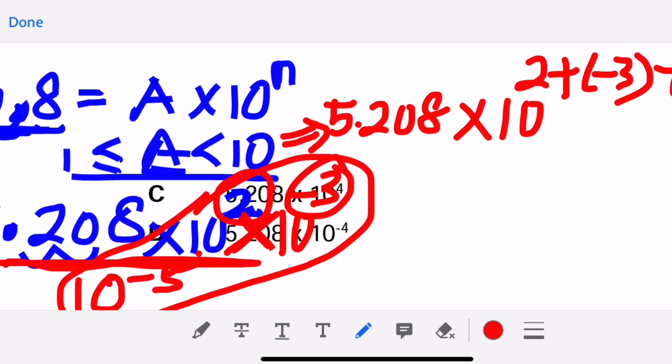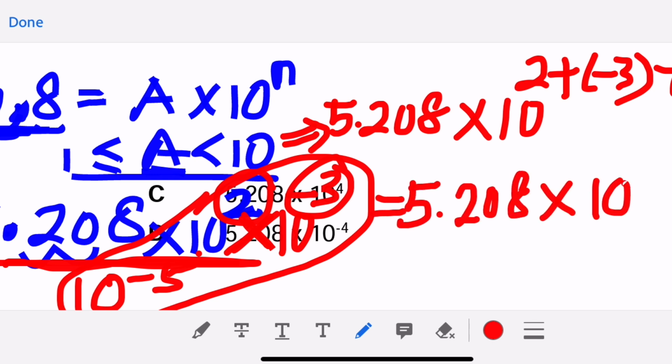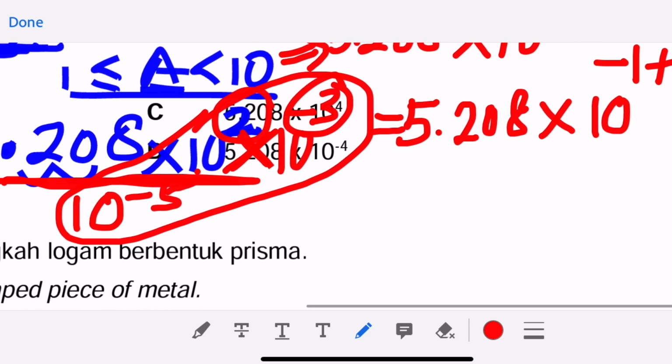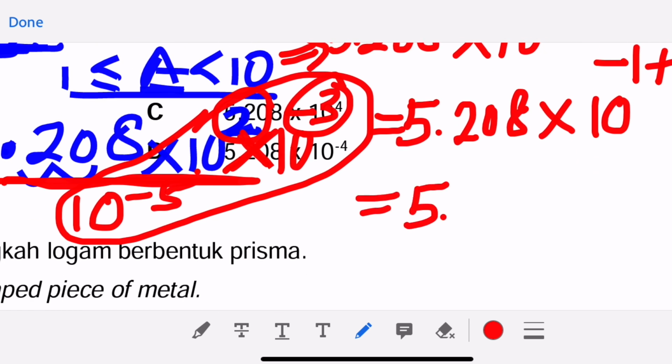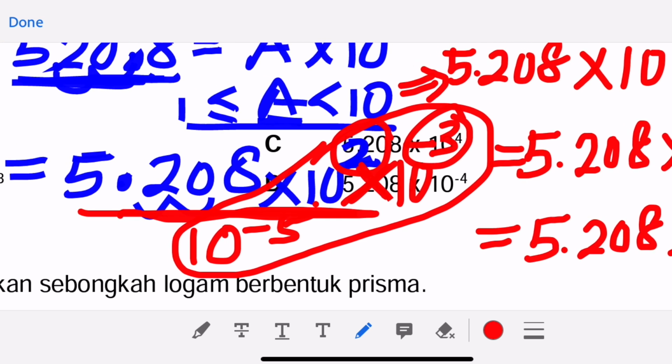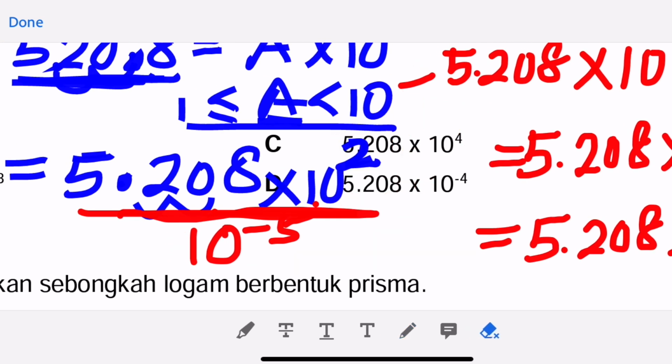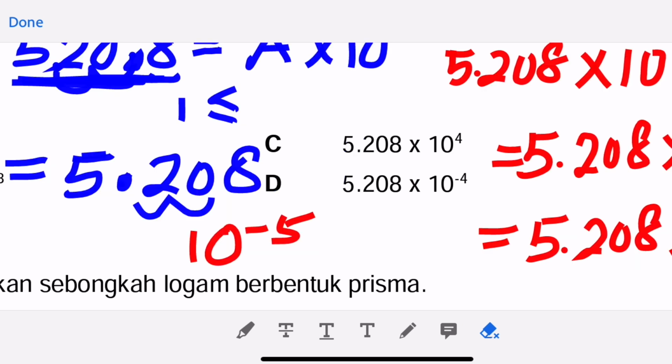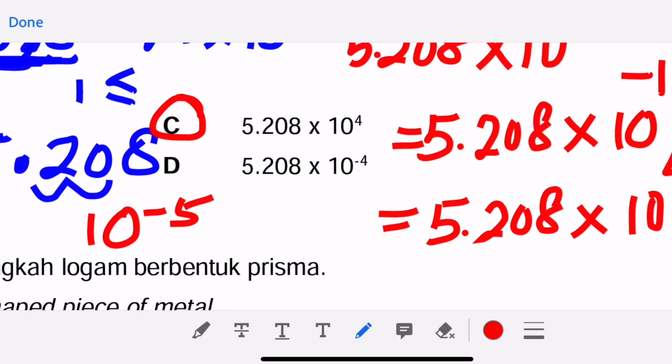So you need to be very careful, or you can use a calculator to double check. 2 minus 3 is negative 1, and minus negative 5 is equal to plus 5. So negative 1 plus 5 is equal to 4. So we find the answer. Which one will give us this? I think it's this one, right? Yeah, this is the answer, C, 5.208 times 10 to the power 4.